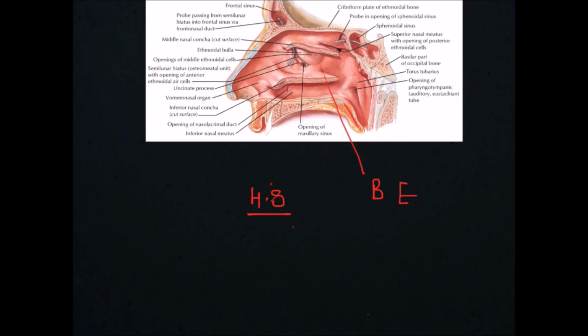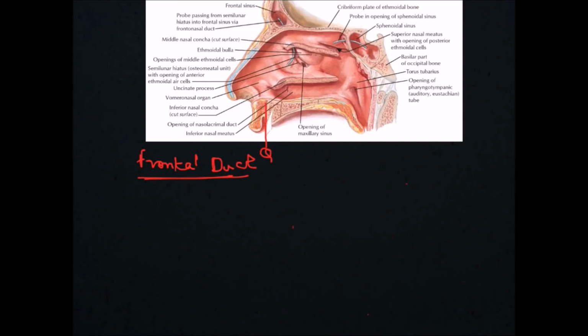Next, what all structures are opening in this middle meatus? So first, frontal sinus. If you are able to see, this frontal sinus opens into the middle meatus via a recess, which is also misnamed as frontal duct. It is not a duct, it is just a recess. So through the frontal duct it opens into the anterosuperior portion of the middle meatus.